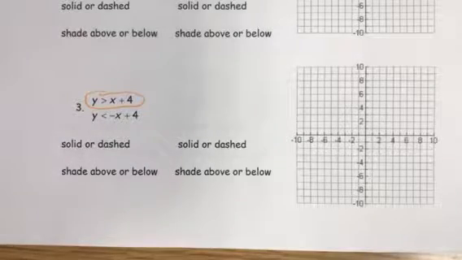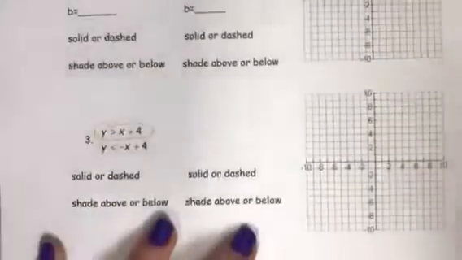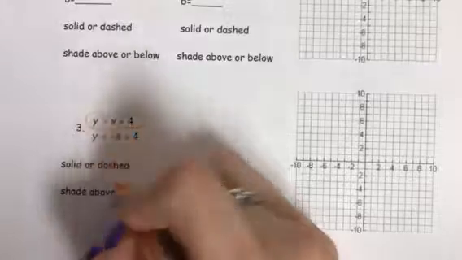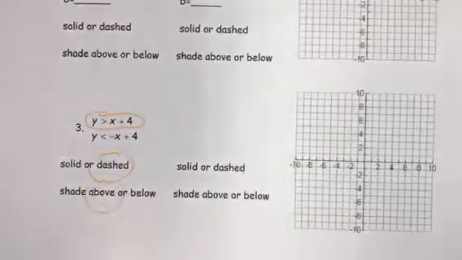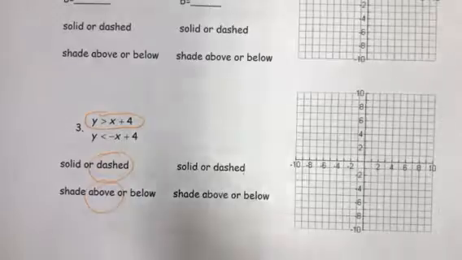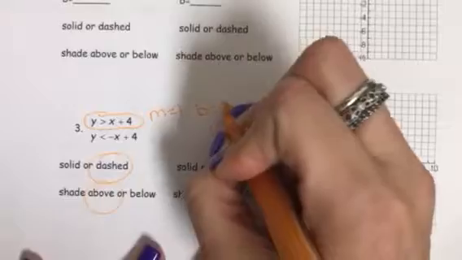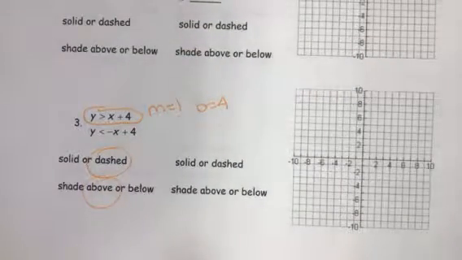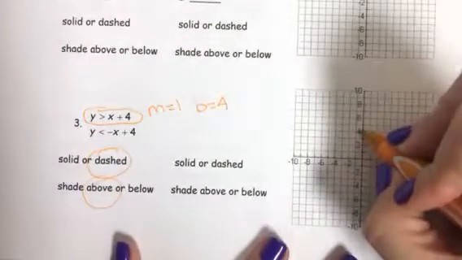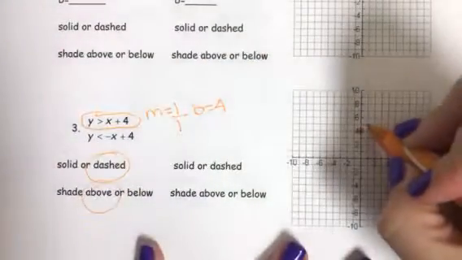Okay, so y is greater than x plus 4. I will not give you all of this information that I have below on the test. I'm just doing that to help you remember and remind yourself what you need to do. This is going to be a dashed line, and we are going to shade it above. So we need to remember to find m and to find b. So we'll start at b, and then we have a slope of 1 over 1, so we're going up 1 over 1.